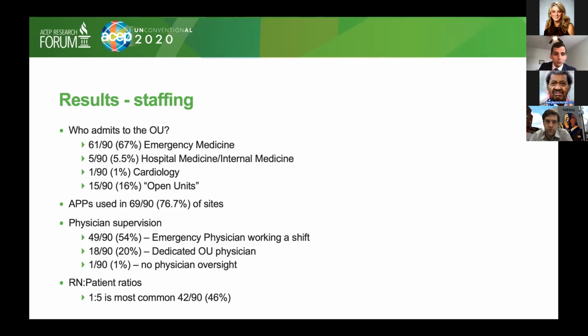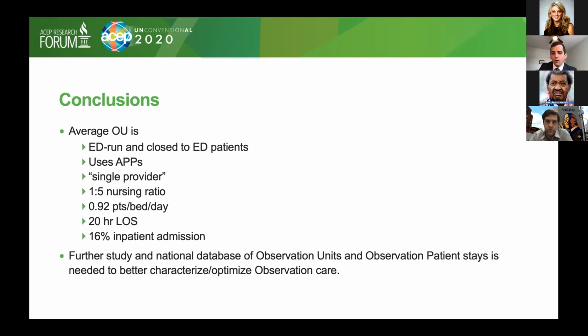From a nursing standpoint, the most common patient care ratio was 1 to 5, although there were as low as 1 to 2 and as high as 1 to 8. So there was a little bit of variability there, but again, about half meeting the expectation. That's really it as far as the data is concerned.